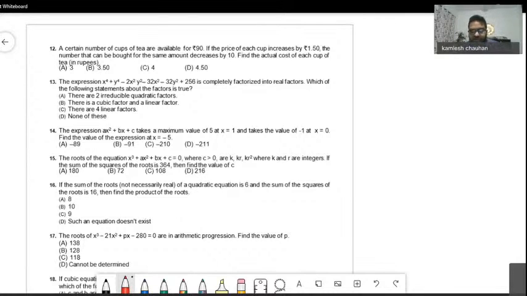Given that we have a very small number, a certain number of cups of tea are available for 90 rupees. The price of each cup increases by 1.5. The number that can be bought for the same amount decreases by 10. The actual cost of each cup.